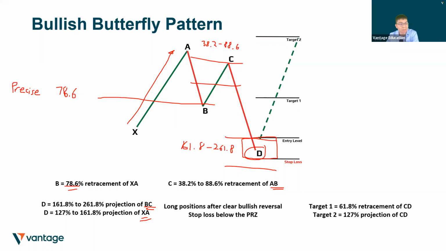So your long positions should be considered after a clear bullish reversal. Stop loss below the PRZ as usual. Target 1, 61.8% retracements of CD, while target 2 extends towards the 127% of CD.